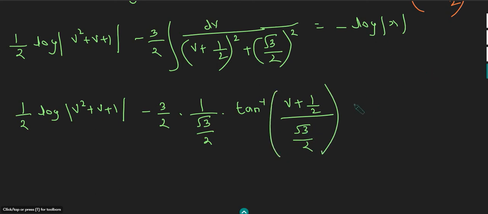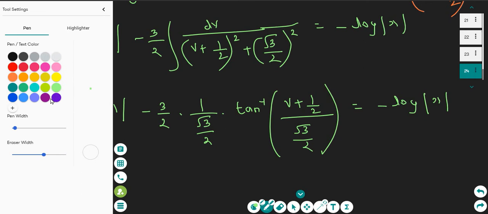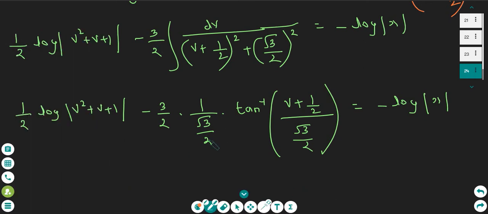Okay, so this side is maintained as log mod x. Now let's get this simplified. We have to simplify these things. This 2 and this 2 will get cancelled. This 2 and this 2 will get cancelled, and root 3 will get cancelled. Root 3 will cancel with the 3 as this one, root 3.